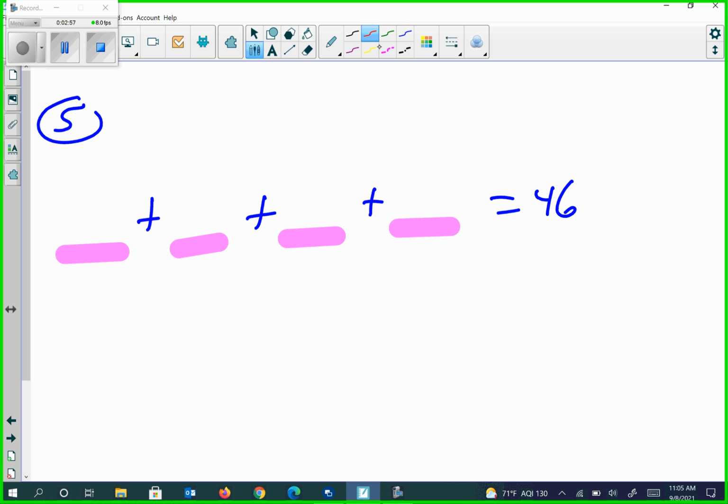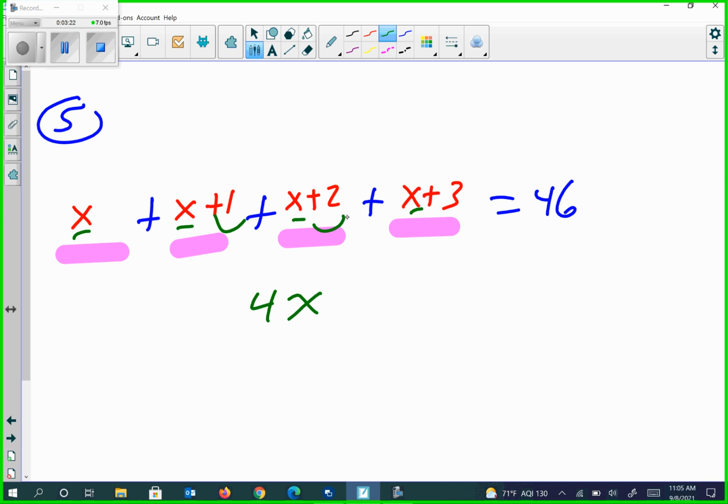So a consecutive number. If the first number is x, then the next number, I'd have to add 1 to it. The next number after that would be x plus 1 plus 1, or x plus 2. And the third number would be x plus 1 plus 1 plus 1, or x plus 3. So that's how you do 4 consecutive numbers. You have 4 x's. Then you have 1 plus 2 is 3, 3 plus 3 is 6. That's equal to 46. Ready to start solving it.